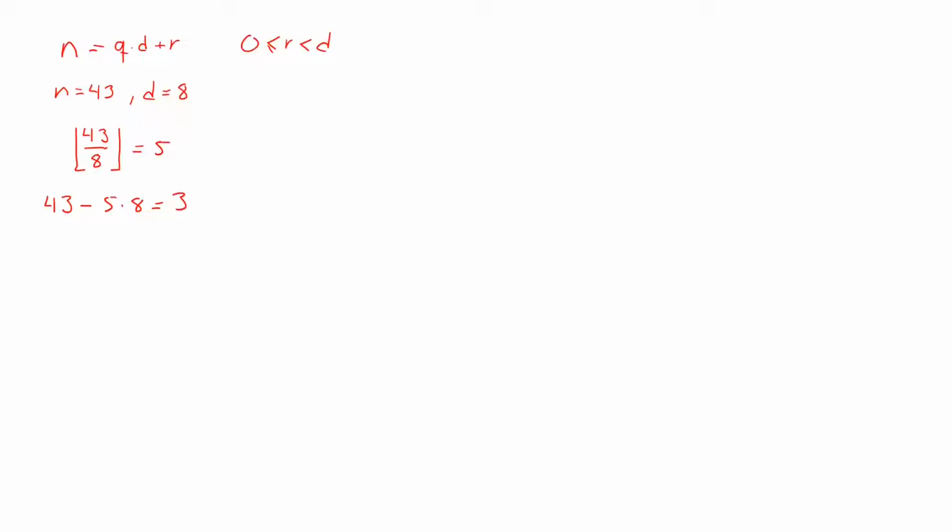And writing this in the form that we are looking for, we can write it as 43 equals 5 times 8 plus 3. So 43 is here our n, 5 is our quotient, 8 is our divisor, and 3 is our remainder. So we have n equals q times d plus r. And this can also be written as r sub 8 of 43 equals 3, the remainder when 43 is divided by 8.